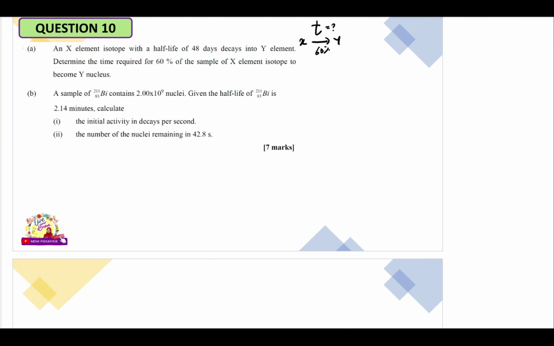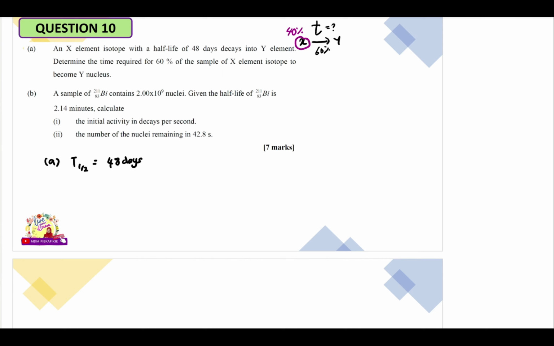60% of element X akan jadi Y. Maknanya nanti elemen X ni akan tinggal 40% sajalah daripada 100%. Faham, X ini asalnya 100%. So bila after some time of T yang kita kena kira, X akan tinggal 40%. So 60% of element X will become Y. Okay, so kita nak kira time required. Alright, so now let's try to start this solution. So T half, the half-life is given 48 days.